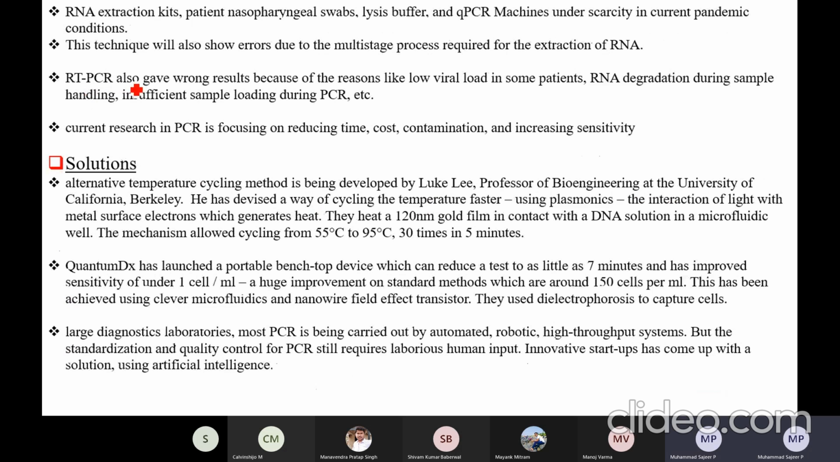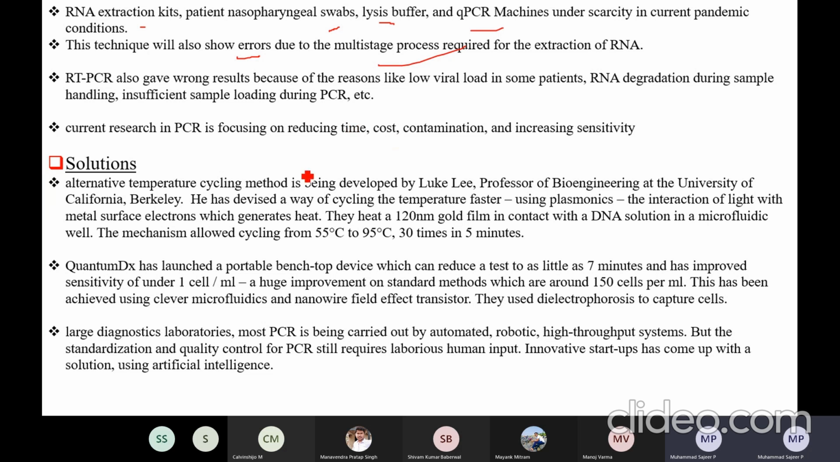And also the RNA extraction kits, swabs, lysis buffer, and the qPCR machines are all under scarcity when there is a pandemic situation like this. This technique will also show errors due to the multi-stage process required for the extraction of the DNA. And as I said, it can also give wrong results due to low viral load in some patients, and it can sometimes give false positive results because the test may cross-react with something other than the COVID virus or the virus we want to detect. And there is also the chance of laboratory errors like clerical errors, testing a wrong sample, or cross contamination.